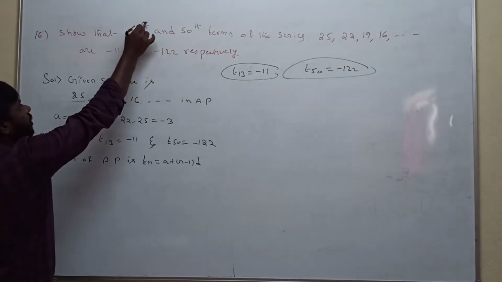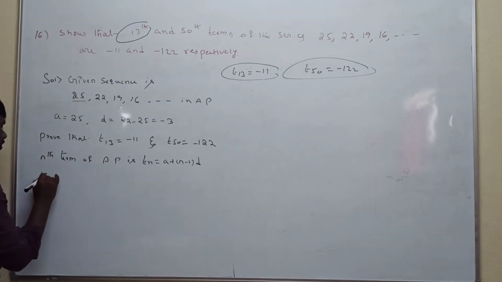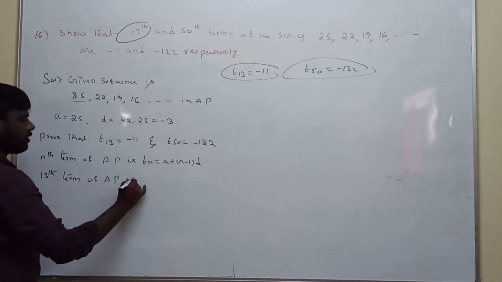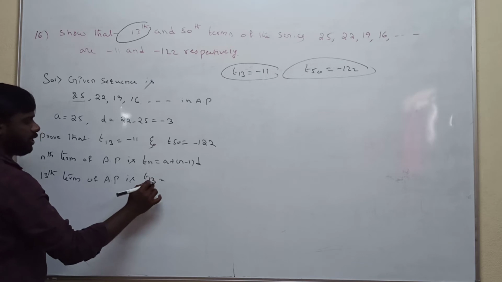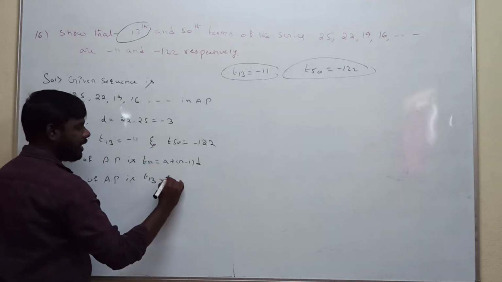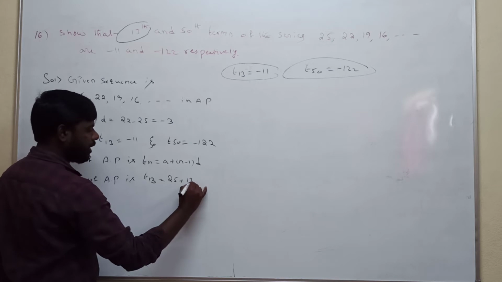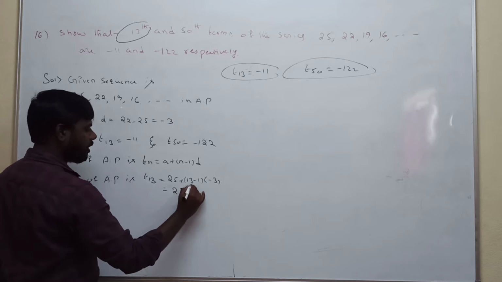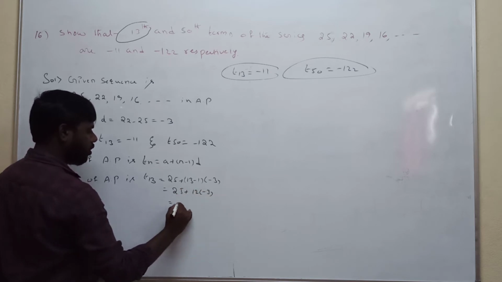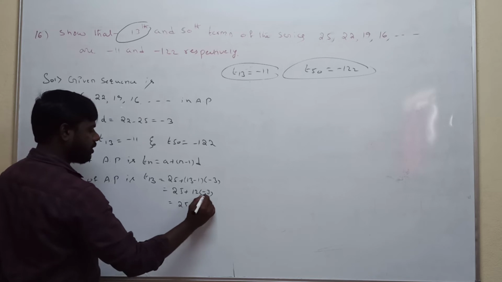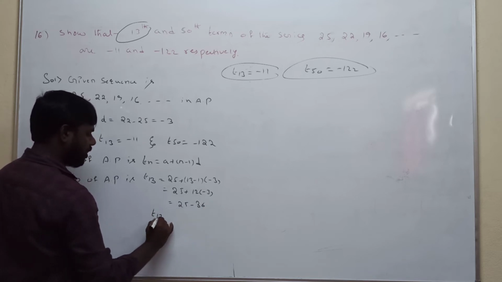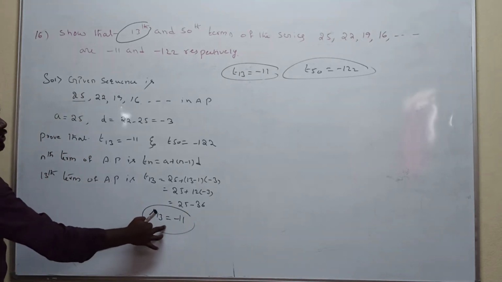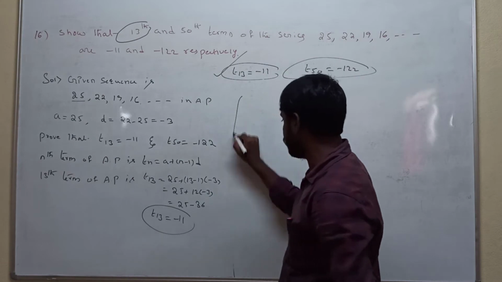First, what is the given? The 13th term. The a value is 25, n value is 13, so 13 minus 1, into d value which is minus 3. Now simplify: 25 plus 12 into minus 3, which is minus 36. Finally we got the 13th term is minus 11. So we have proved the 13th term.